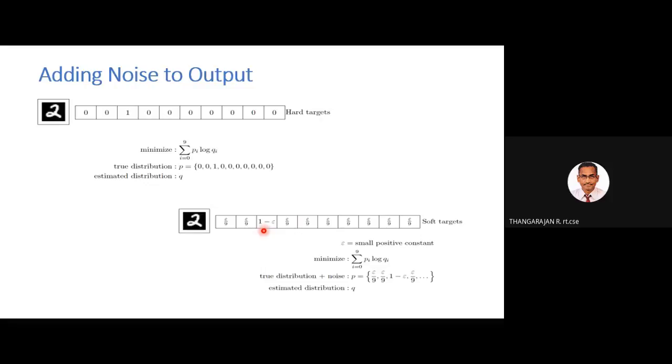What you're trying to do is subtract a small value from 1 here. Whatever value you have subtracted is divided by 9, because there are 10 elements. So from one element you subtract some small value and divide it among the remaining 9 elements, and you put it there. It's just an algorithm to make a soft target.